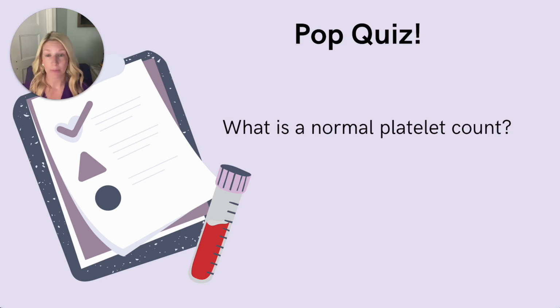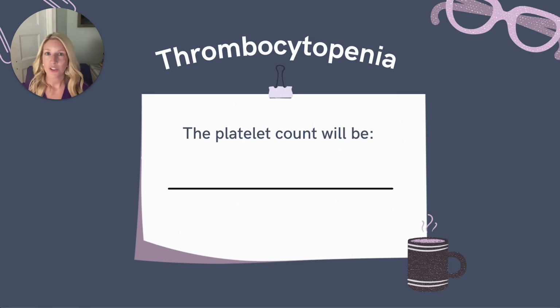Up next, let's talk about platelets. Platelets are cells that clump together and form a clot when they recognize that there's been damage to blood vessels. What's a normal platelet count? Approximately 150,000 to 400,000.